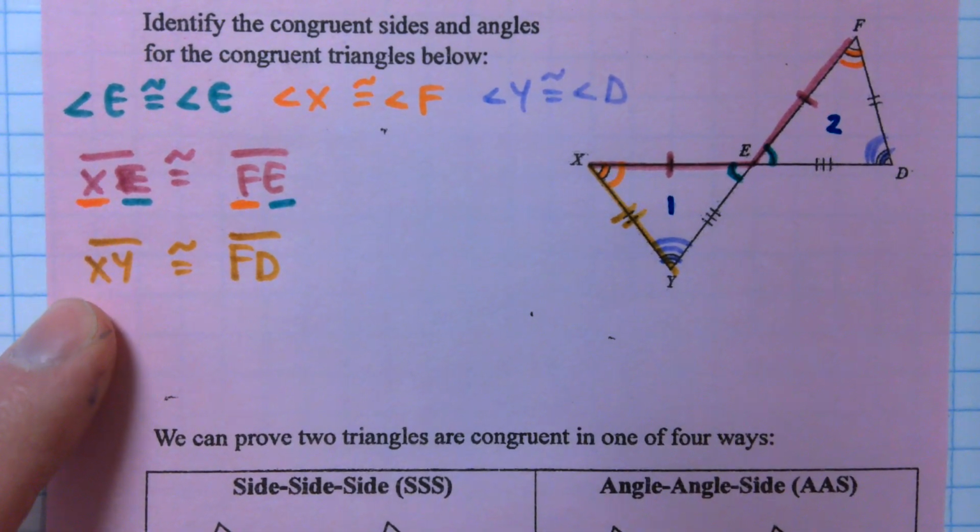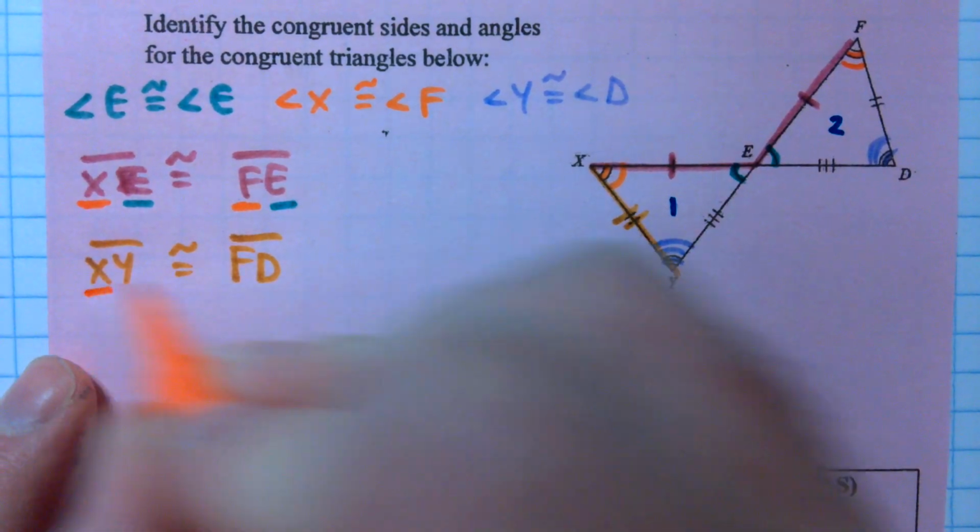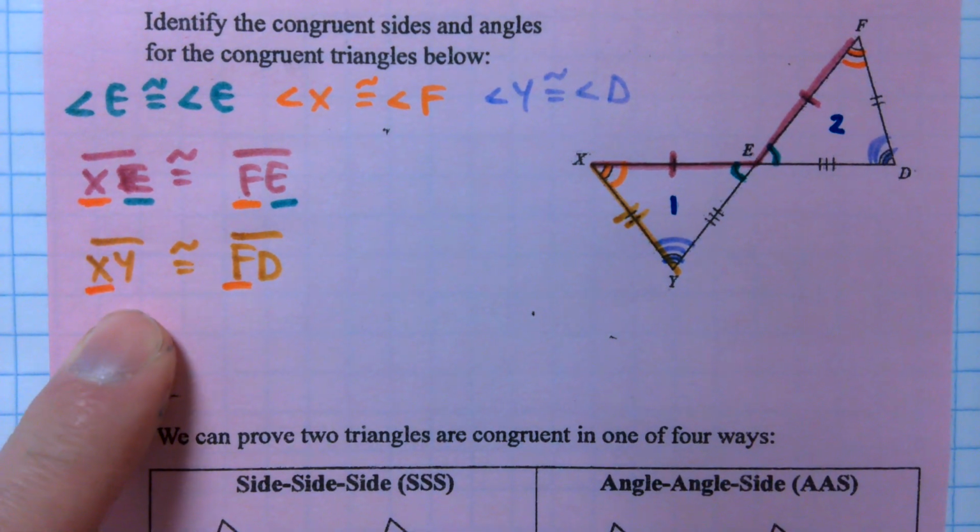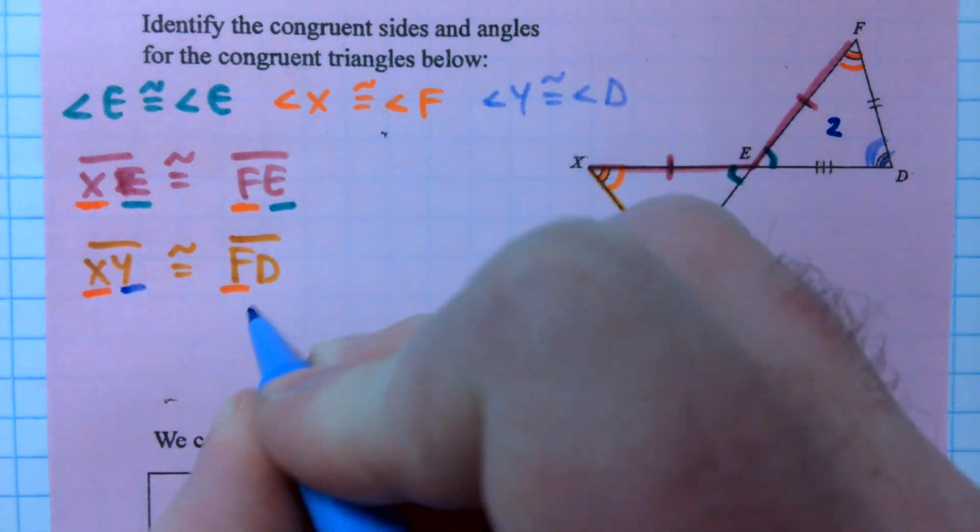Because which angle is congruent to angle X? F, angle F. Which angle is congruent to angle Y? D.